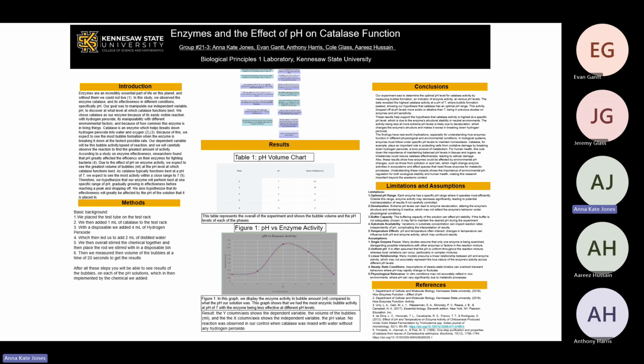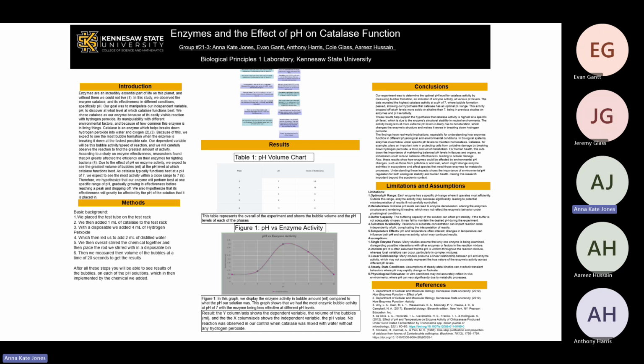Hello, and welcome to Group 21-3's presentation of our poster discussing the effects of pH on the enzyme catalase and its effectiveness in different environmental conditions. In this study, our goal was to discover how environmental factors change enzymes to make them more or less effective. We studied how temperature, concentration, and pH all had a role in enzyme effectiveness.